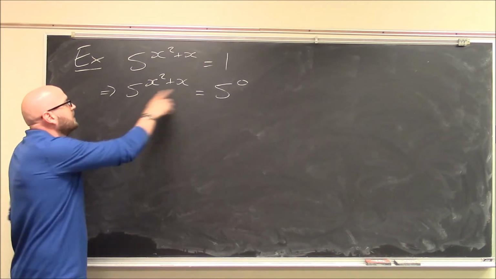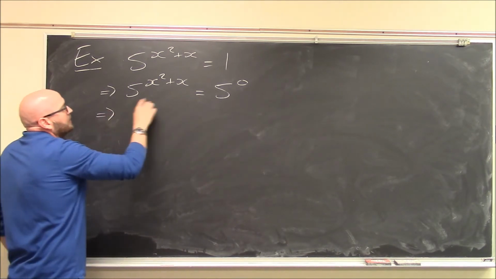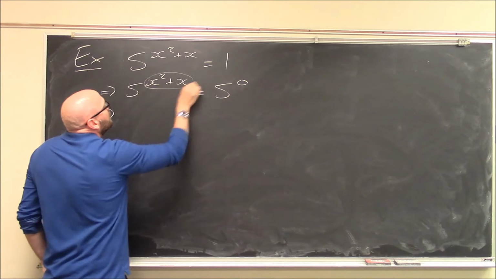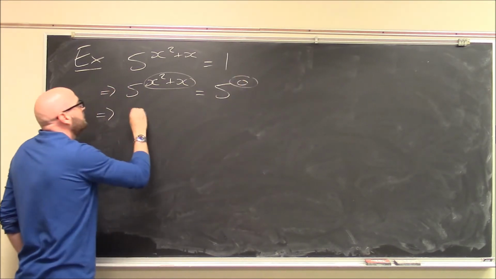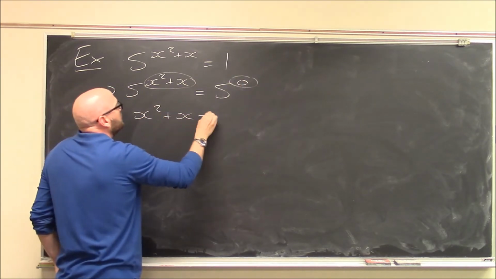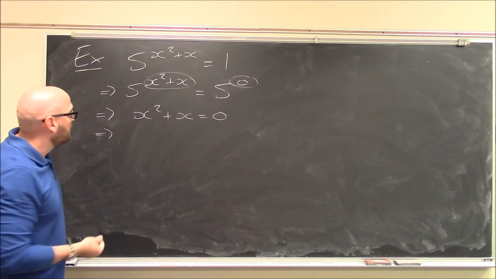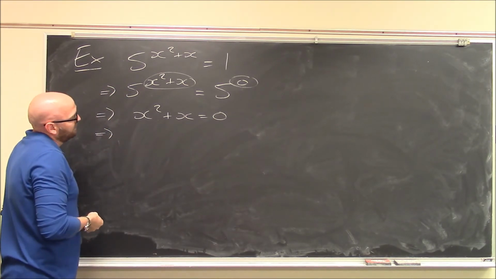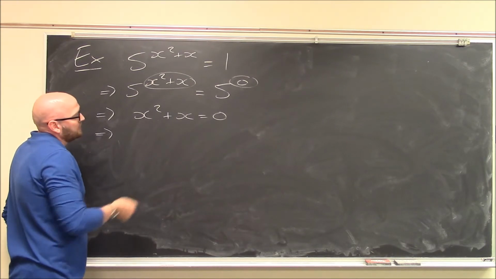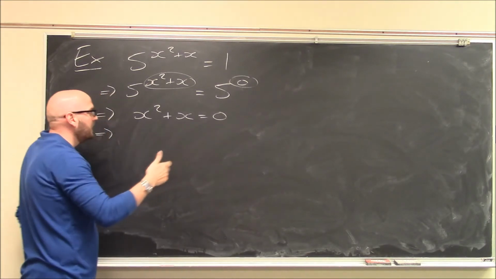Mission accomplished, same base. So if these are equal, the only way these can be equal is if the exponents are equal. X squared plus x equals 0. Now I'm solving a quadratic equation. How do I do that? Well, I need the right hand side to equal 0, which is done.